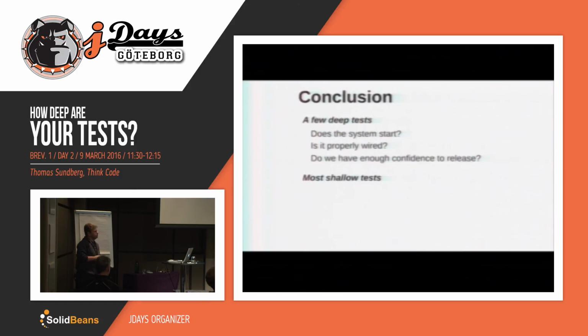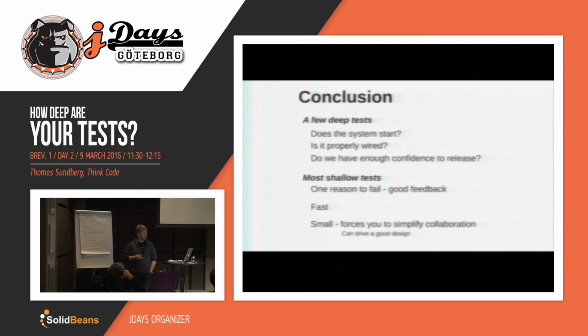We should aim for shallow tests. That is as low, as close to the bottom as possible of the testing pyramid. Sometimes that's hard, but we should strive for it at least. So really make sure that we have lots of unit tests, and few end-to-end. And I would say that a couple of end-to-end tests could be okay. Selenium is a great tool for verifying some stuff, but don't rely on it for all your testing, because it's too slow. So one reason to fail, we have good feedback, it's fast, and it's small. So this forces you to simplify or minimize collaboration.